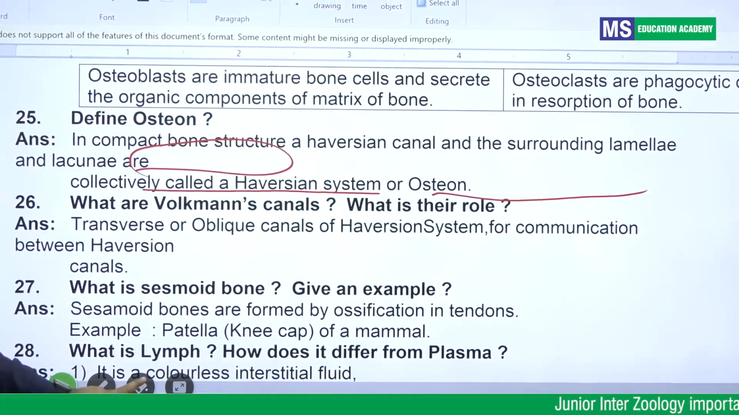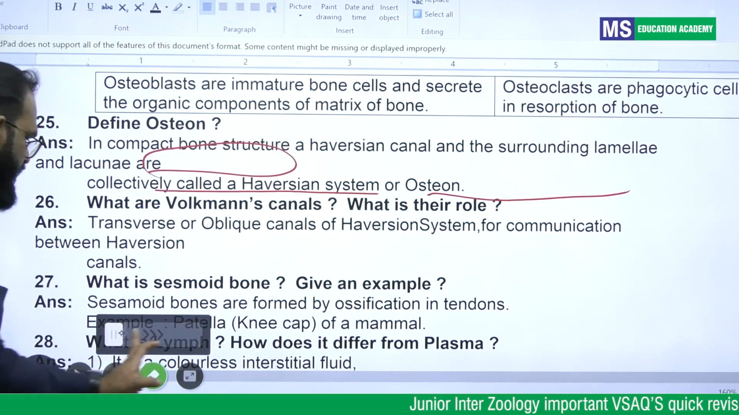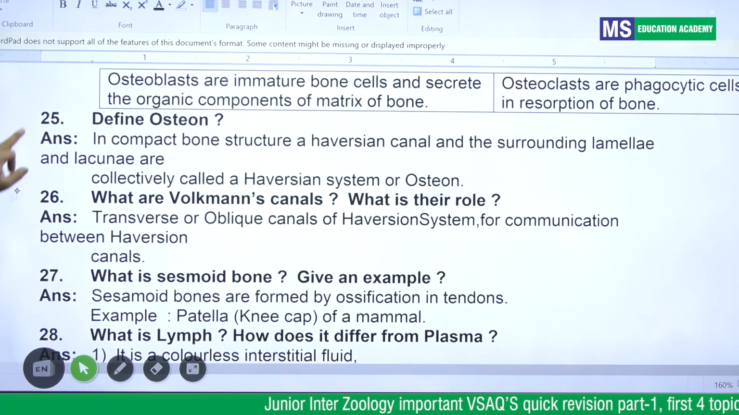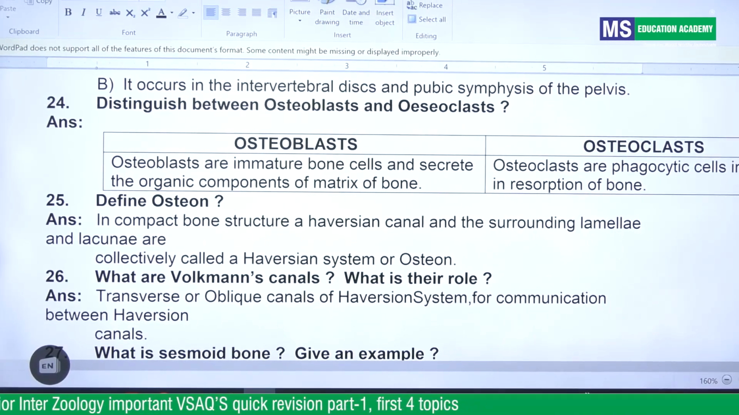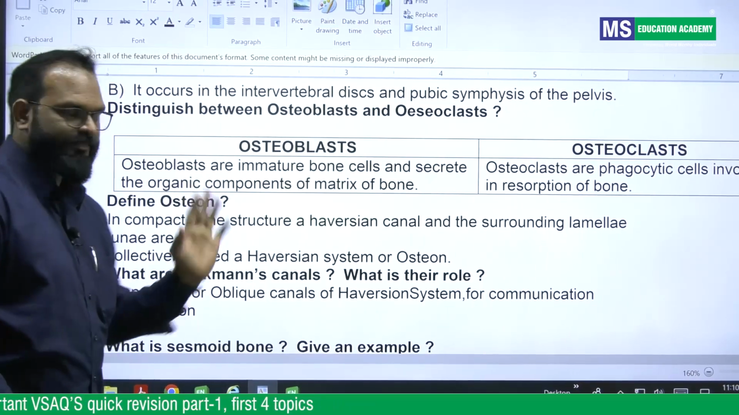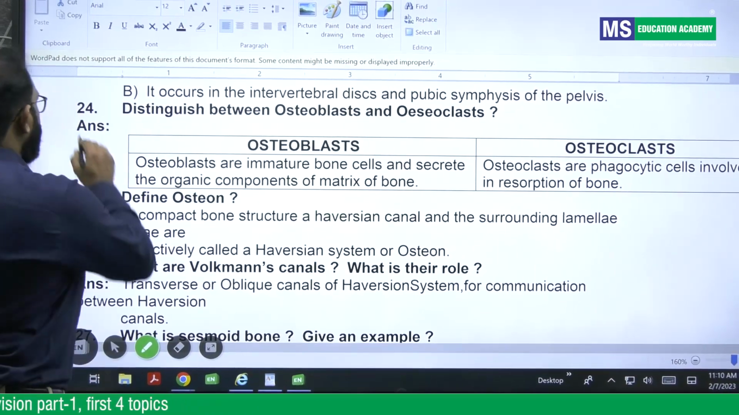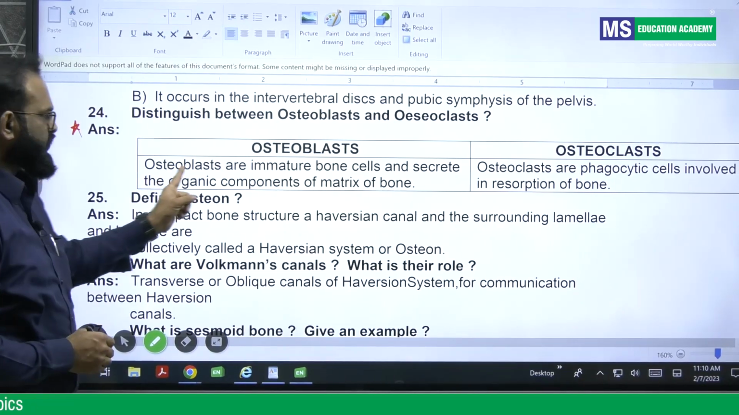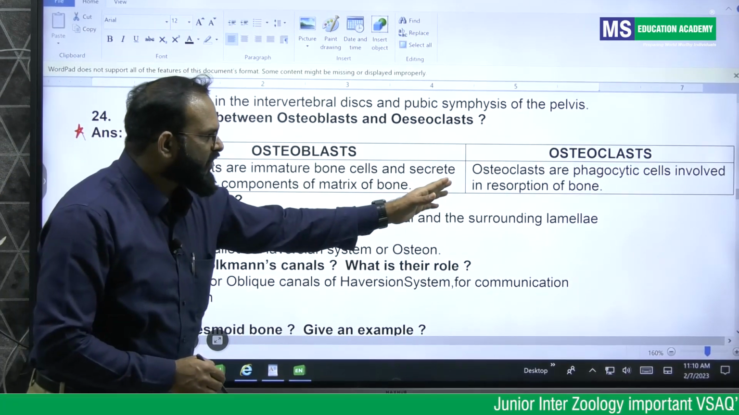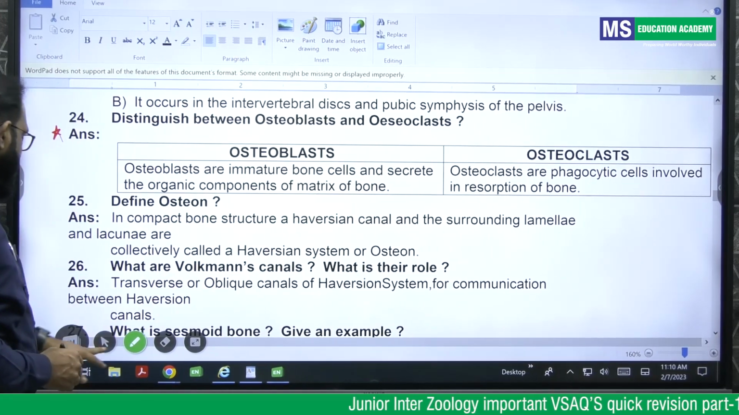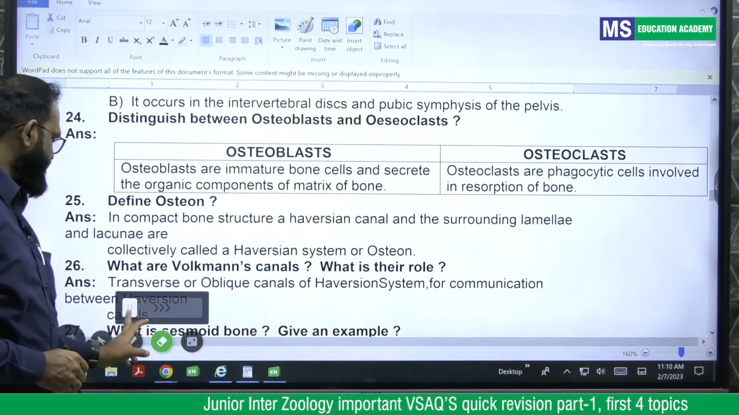Define osteon. One more question is there here. Distinguish between osteoblasts and osteoclasts. So even this question you have to go through, students. Osteoblasts are immature bone cells. Osteoclasts are phagocytic cells, helps in bone resorption.